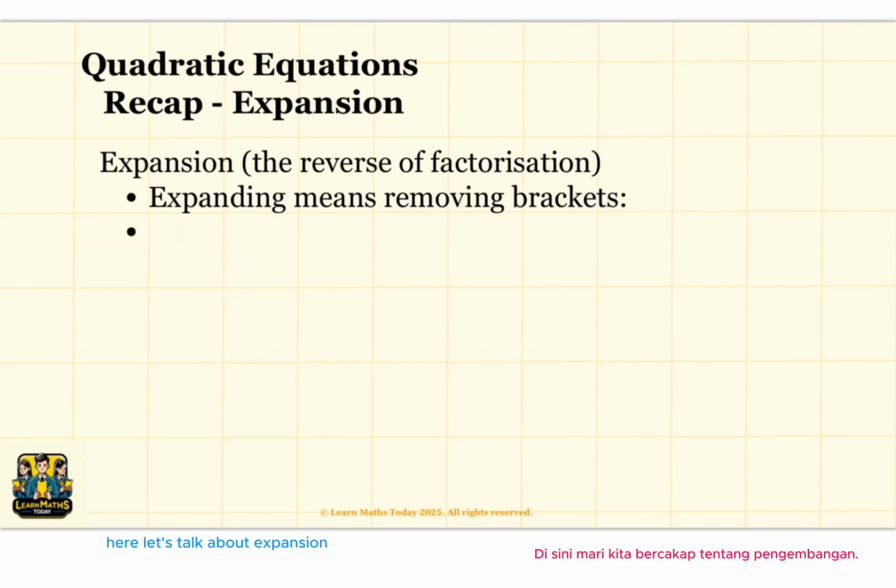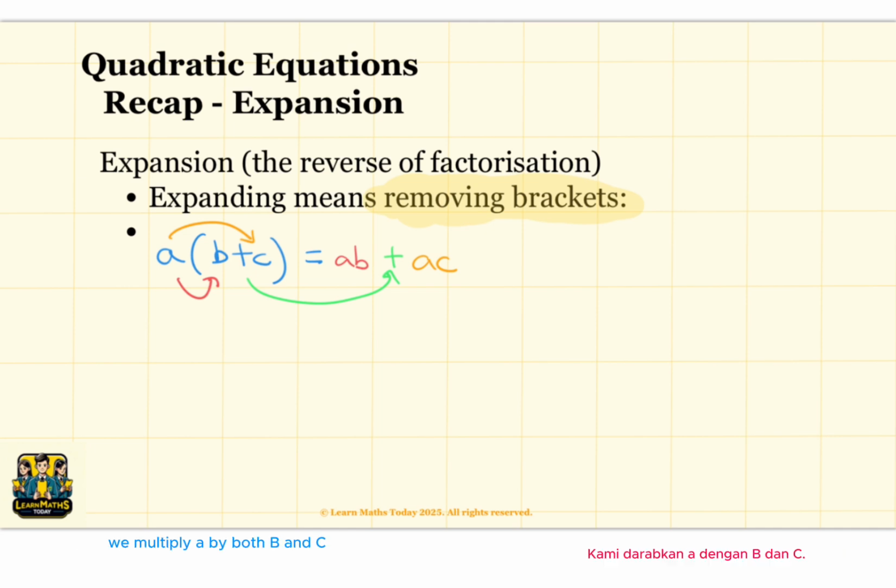Here, let's talk about expansion. You can think of expansion as unwrapping a mathematical equation by removing the brackets. Expansion means we distribute or spread out what's outside the bracket to everything inside. So a times bracket b plus c will give us ab plus ac. We multiply a by both b and c.